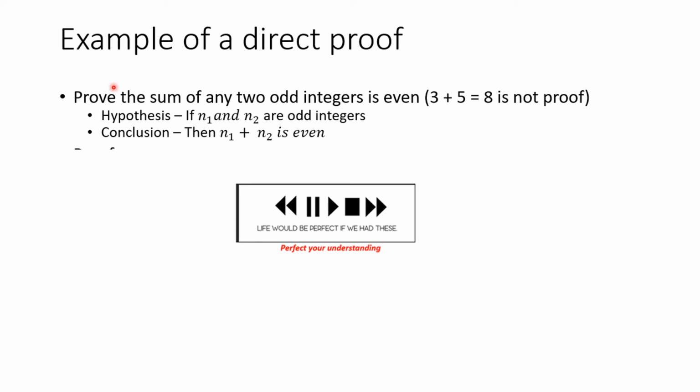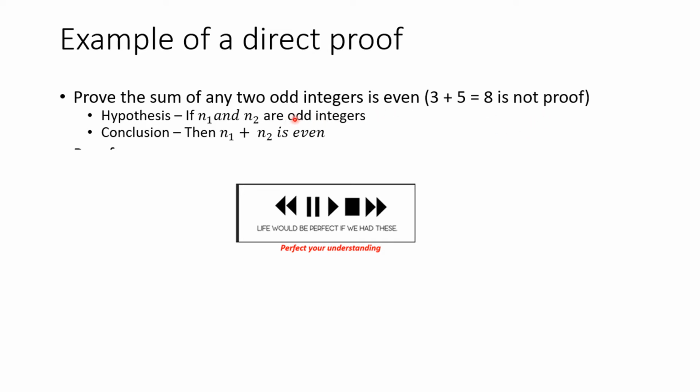So here is an example of a direct proof. This could be something I could ask you to do on a test or quiz. I could say, prove the sum of any two odd integers is even. Now, I want to note right now that 3 plus 5 equals 8 is not a proof. I am taking two odd integers and adding them together and get 8, but this is just one example. That might lead you to believe that maybe this is true, but this is not the proof.